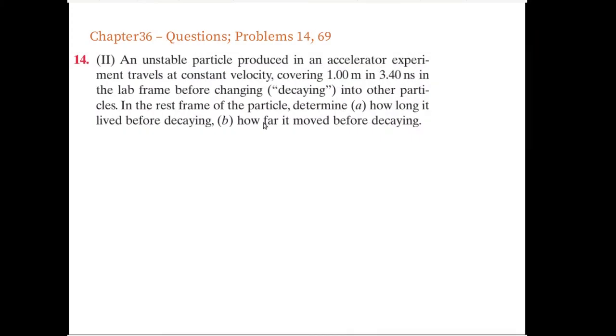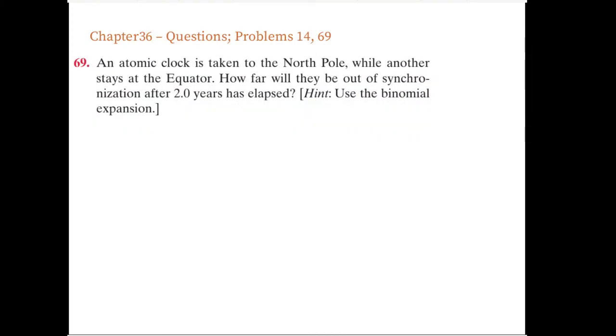So the next problem is problem 69. We have an atomic clock that's taken to the North Pole while another stays at the equator. How far will they be out of synchronization after 2 years have elapsed? And they are giving you the hint to use the binomial expansion. Okay.